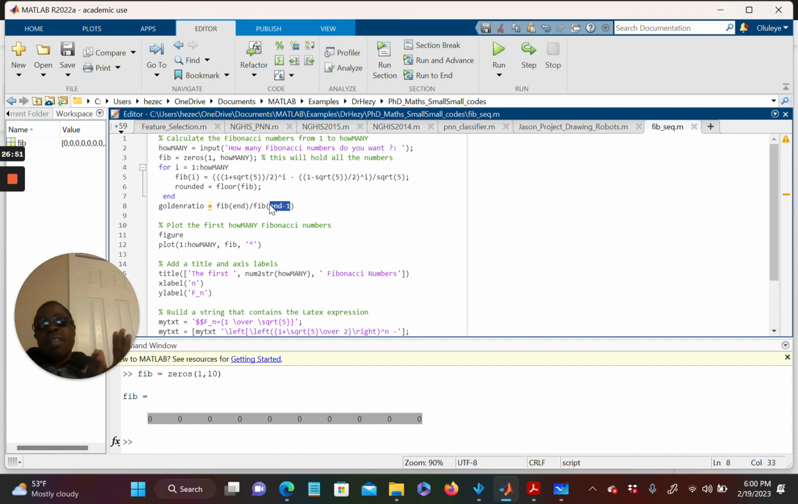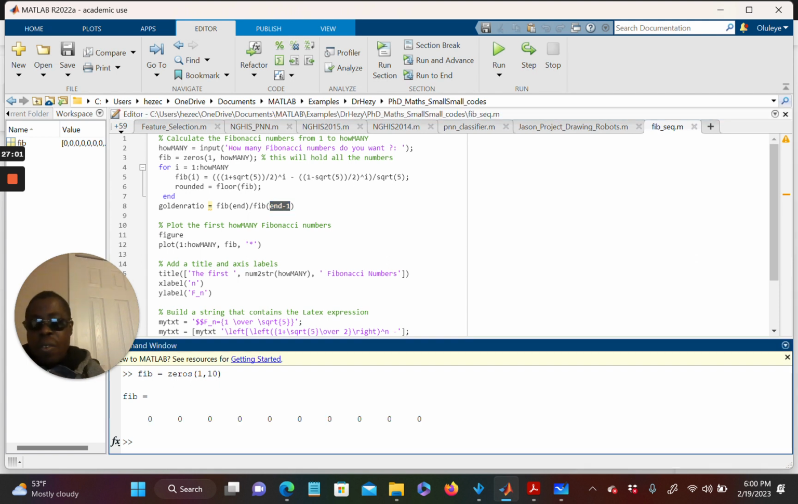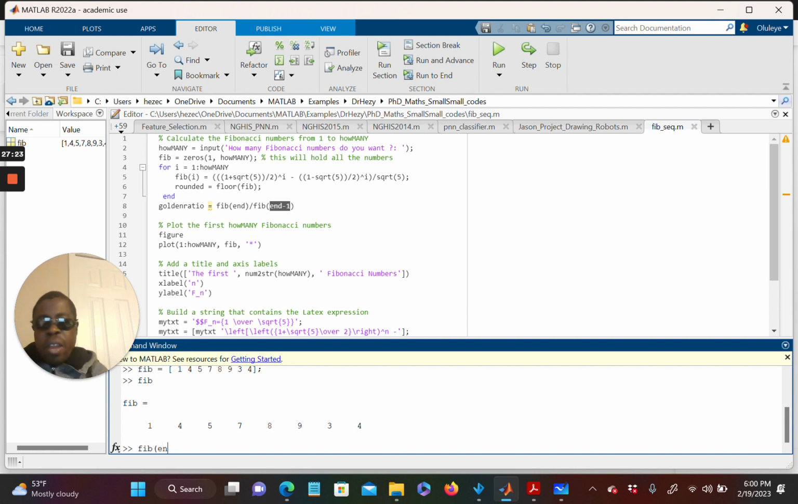So the 10th item is your n, the 9th item is your n minus 1. Okay, that is how to do that. For instance, let me give you this number. Let me say fib equals 1, 4, 5, 9, 9, 9. Now this is a row vector. Now the last number here is 4. If I say fib of end, that's going to give me 4.